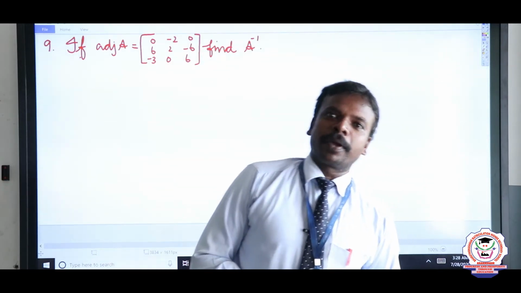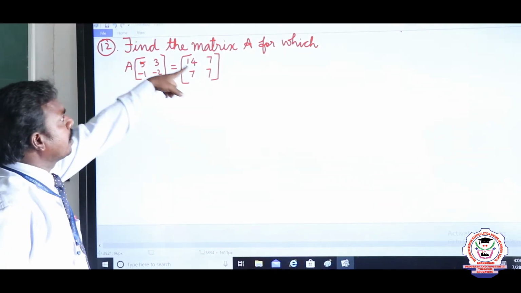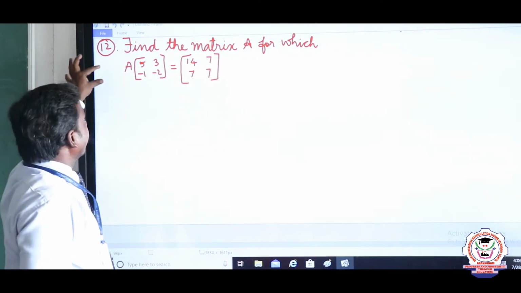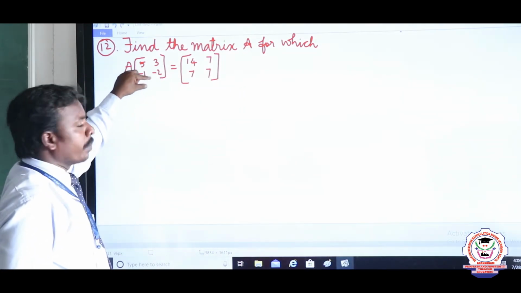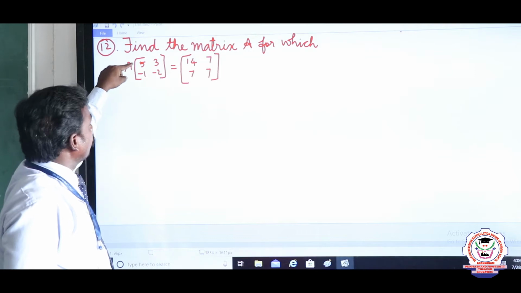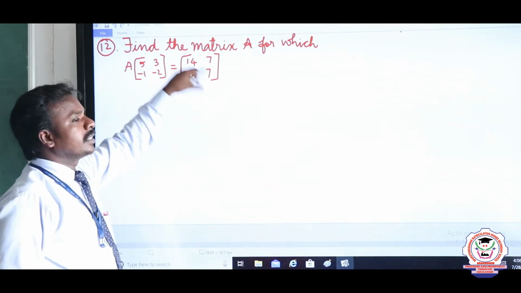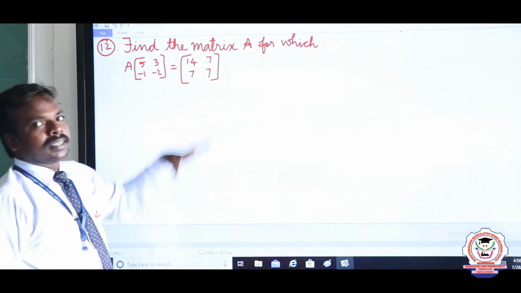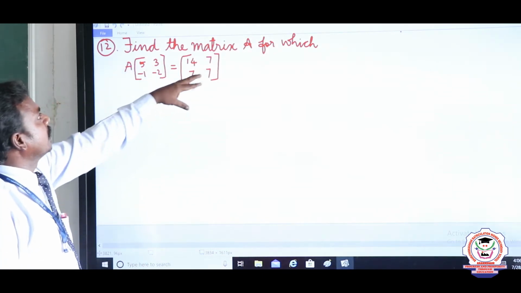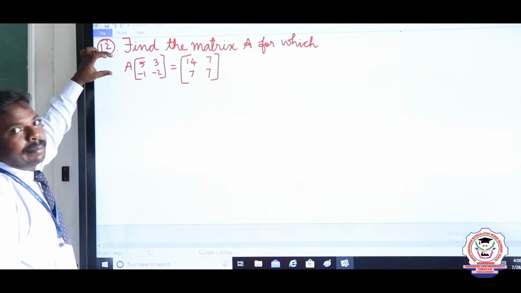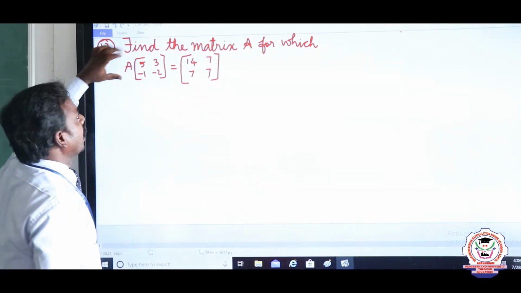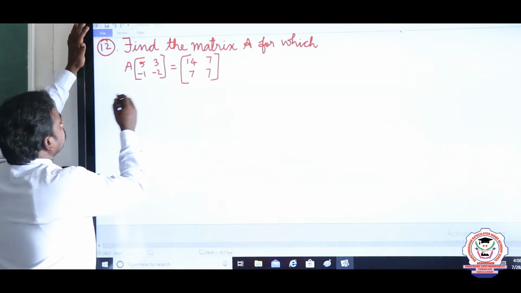So exercise number 1.1, question number 12: find the matrix A for which A into the given matrix, a 2 by 2 matrix with first row 5 3 and second row -1 -2, is equal to the matrix with first row 14 7 and second row 7 7. From this, they are asking to find the missing matrix, that is, the A matrix. What is the value of A? Listen, in the solution.